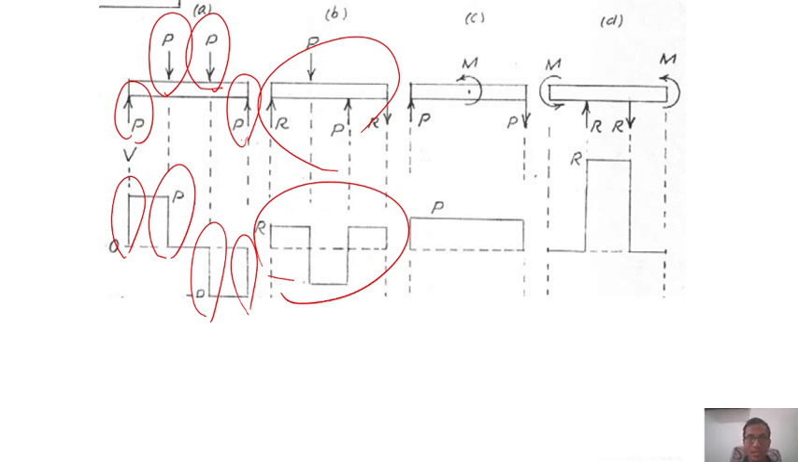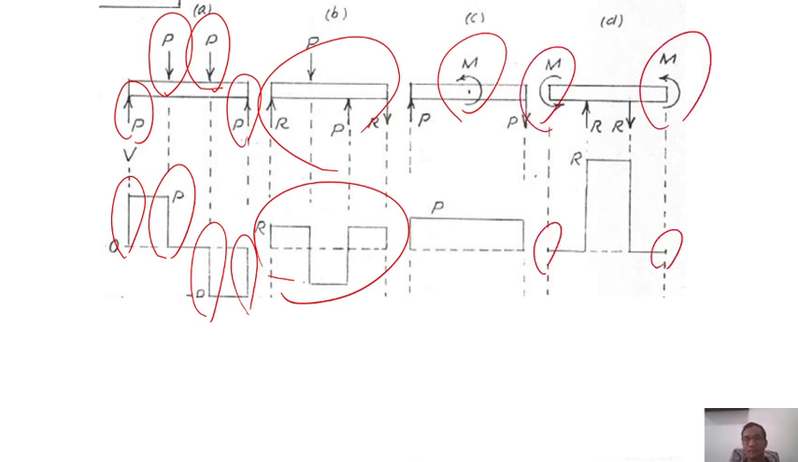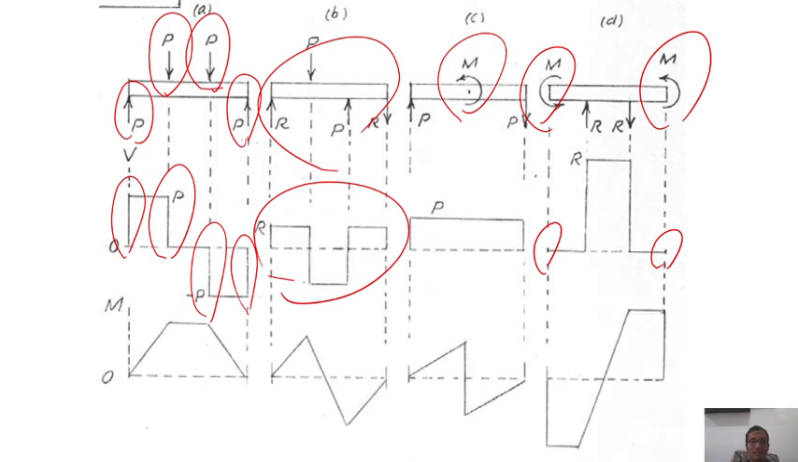But if you see here, there is a concentrated moment. There will be no jump in our moment diagram. There will be no jump in our shear force diagram. The same here, there will be no jump in our shear force diagram. It stays 0.